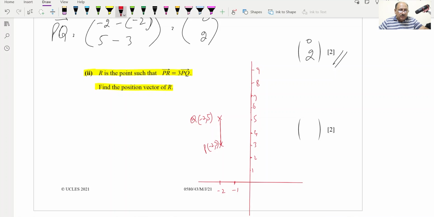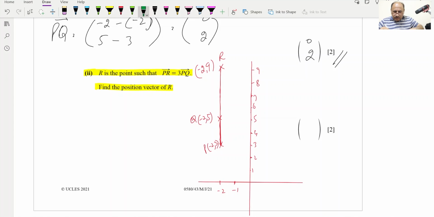Now they are saying R is the point such that PR is equal to 3PQ. So 3 times PQ. If you check, this difference is 3, so we have to go 4 more units up to 9. We have to go over here, and these will be the coordinates, -2 and 9. This is basically R, and we have to find the position vector. For the position vector, first we can draw a straight line for PR, and PR is like this one. So this is our PR.